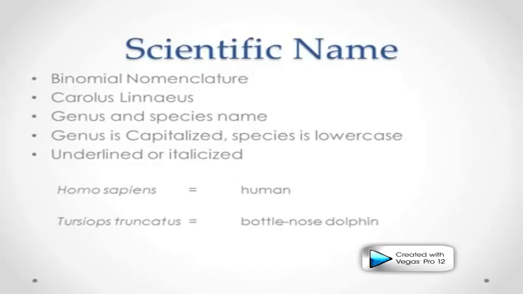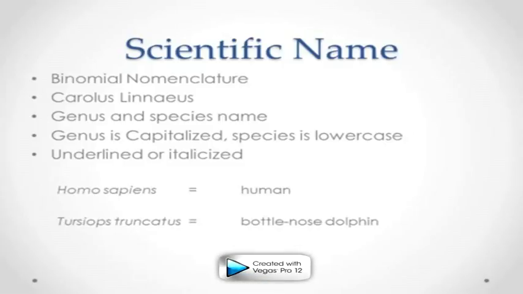And here's 2 examples. We have Homo sapiens, and that's a human, where Homo is the genus name, we capitalize it. Sapiens is a species name, not capitalized, and then together they're italicized. And the second example there is Tursiops truncatus, and that's a bottlenose dolphin.